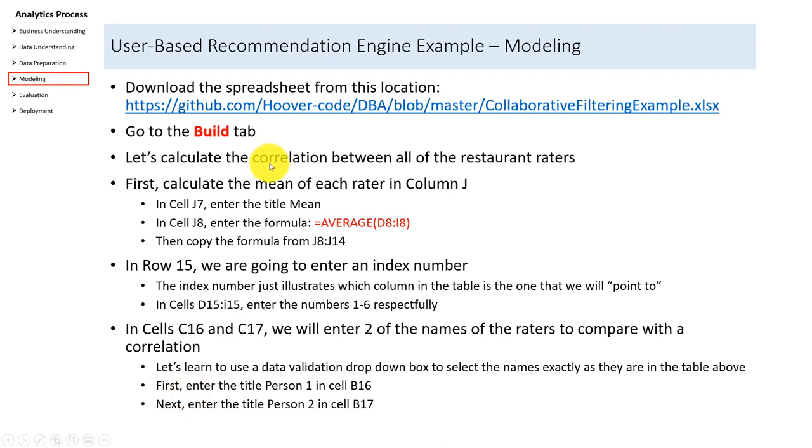So go back to here. First we're going to calculate the correlation between all of the restaurant raters, and we're going to calculate the mean of each rater in column J. If you were to print these out, you can do these step by step. I'm going to do them myself so that we can illustrate how to do all this work. So I can't show you that at the same time as I'm doing it in the spreadsheet. When you get ready to do this yourself or hand it to somebody to do, you can just give them the step by step approach included in the PowerPoint.